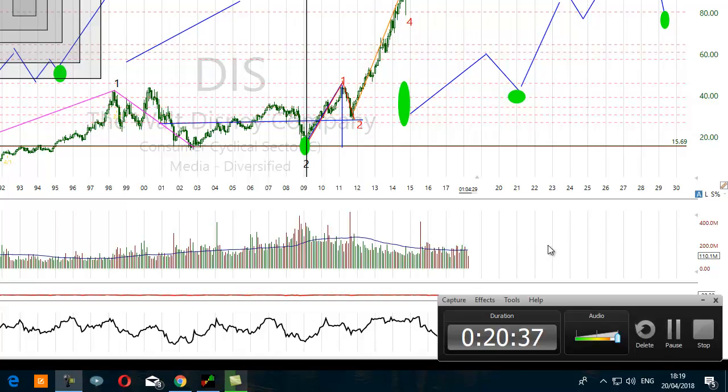So this will conclude our discussion today about Elliott wave analysis, secret of Elliott wave cycle revealed, part 2. See you in part 3.